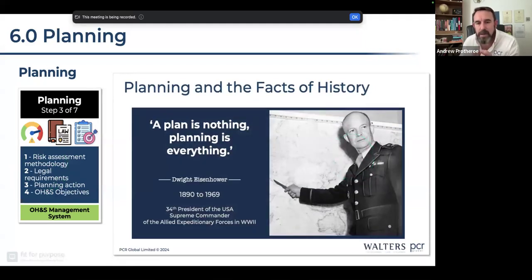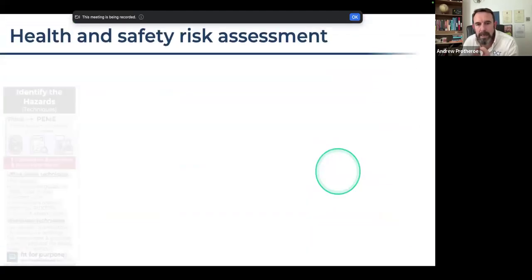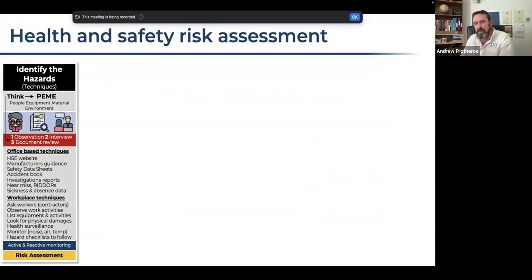Planning and the facts of history. I've always said this. People have heard me say this before since I got blown up for the last time. But ultimately, a plan is nothing. It is the planning that is key. Absolutely key. If you don't plan for what you're doing and it goes wrong, then there's an issue. Planning is massively linked to clause 8.2, which is emergency preparedness and response as well. We need to be fit for purpose. And we only do that through planning. And that's the health and safety risk assessment, isn't it?